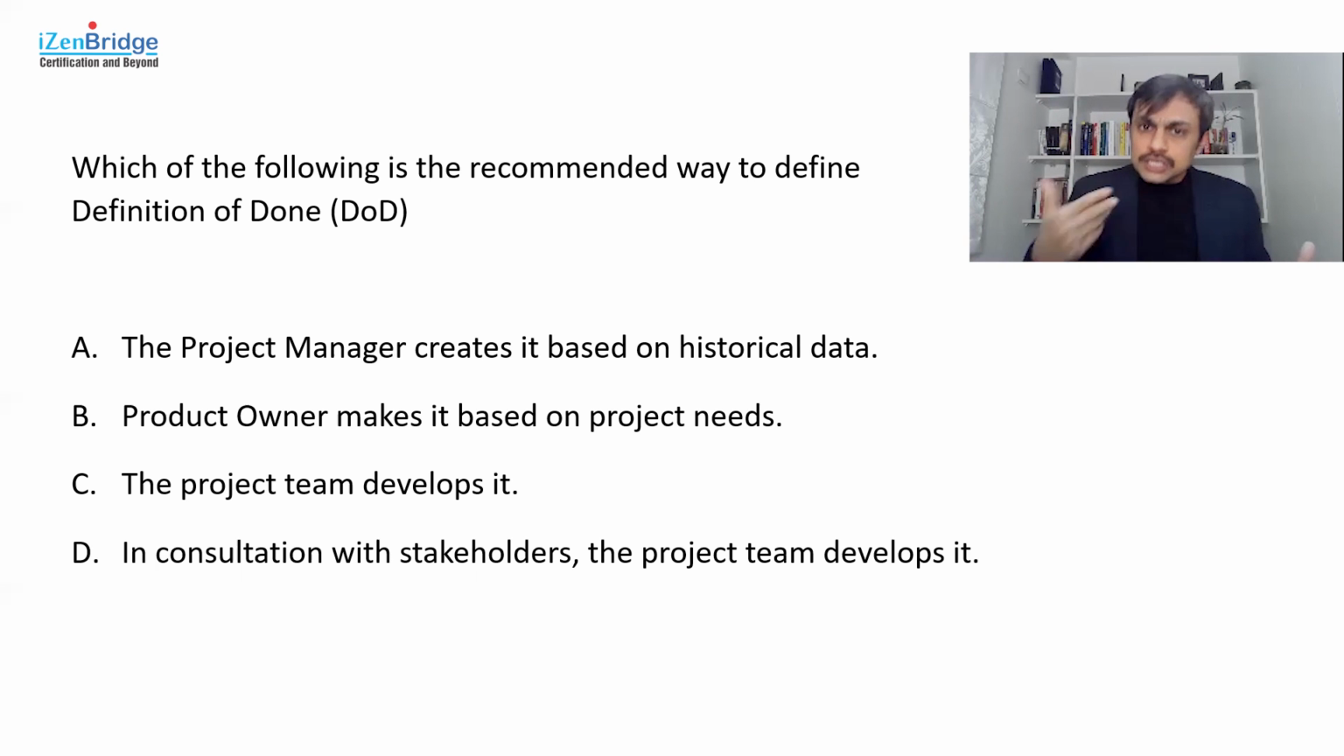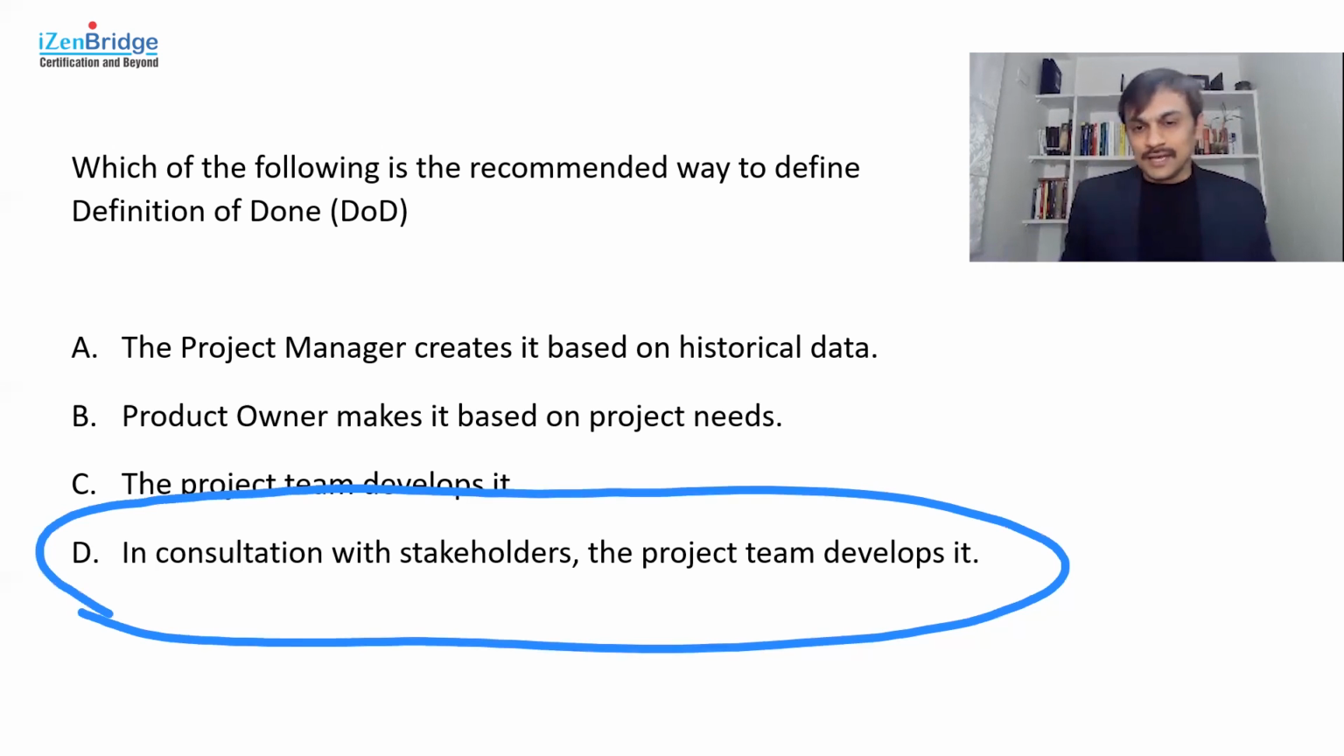But sometimes when you are in the initial stage of your product development, the customer release step might not be there. So it has multiple areas, and since it takes care of multiple dimensions related to the completeness of a particular product backlog item, which is getting inside the iteration, it should be developed collaboratively. And the project manager can facilitate that collaboration in order to develop a definition of done. So for me, this is the option which I go with. In consultation with stakeholders, the project team develops it. And project teams include the product owner and whoever is working in this particular project.